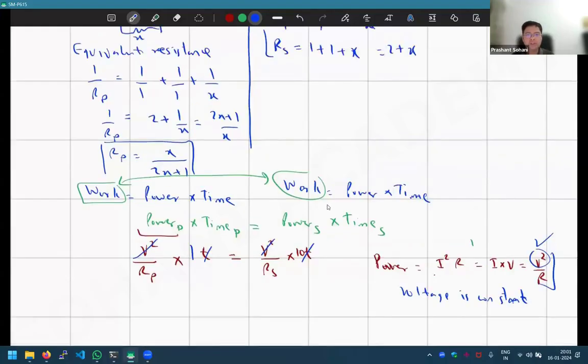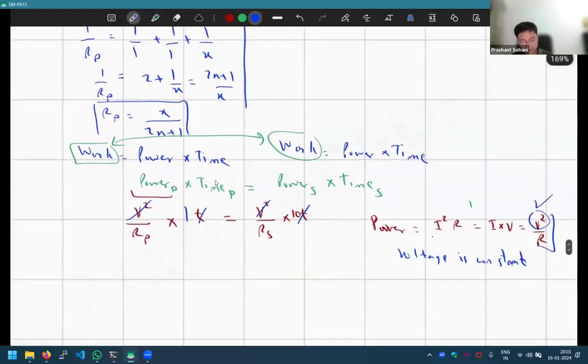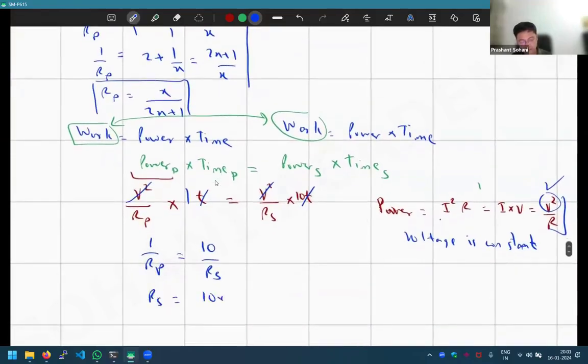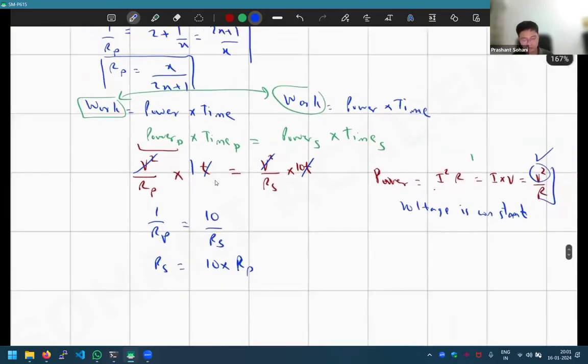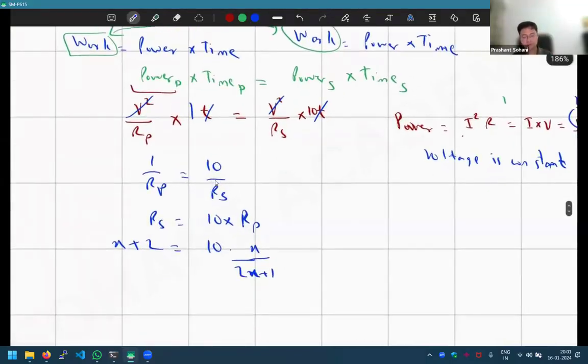And now in this formula, we can substitute the Rp and Rs that we got from earlier, right? So I'm going to say 1 upon Rp is equal to 10 upon Rs. Or if I just rearrange this, Rs is 10 times Rp. And now in the whole equation, X is the only unknown. Rs was the series one, which was X plus 2, and Rp is X upon 2X plus 1, right? And so I just have to solve for x in this equation. So now this is just pure calculation.